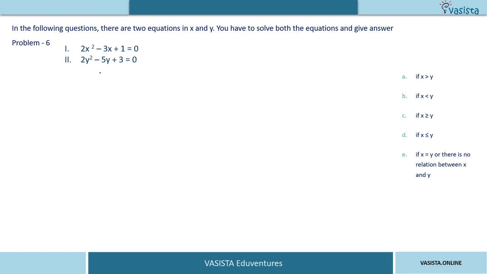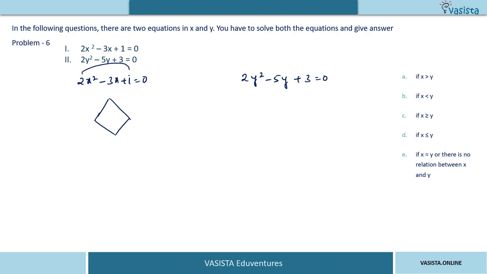Here, the first equation they have given is 2x square minus 3x plus 1 is equal to 0. The second equation is 2y square minus 5y plus 3 is equal to 0. So we have to factorize it. To start working on this, let us check out how we can do it here.